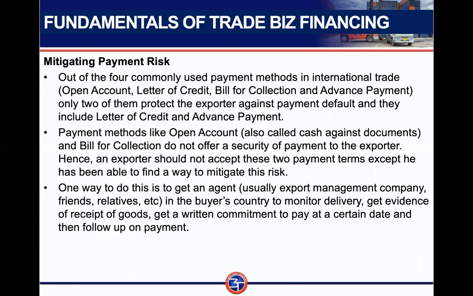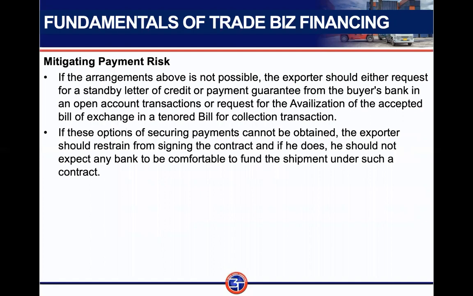And to do it in a secured manner is what I'm recommending when I said use a representative at destination. And I will talk a lot about that representative later on. If the arrangement above is not possible, exporter should either request for a standby letter of credit or a payment guarantee. So if I must do bill for collection, if I must do open account, I must be asking for a payment guarantee or a commercial standby letter of credit.